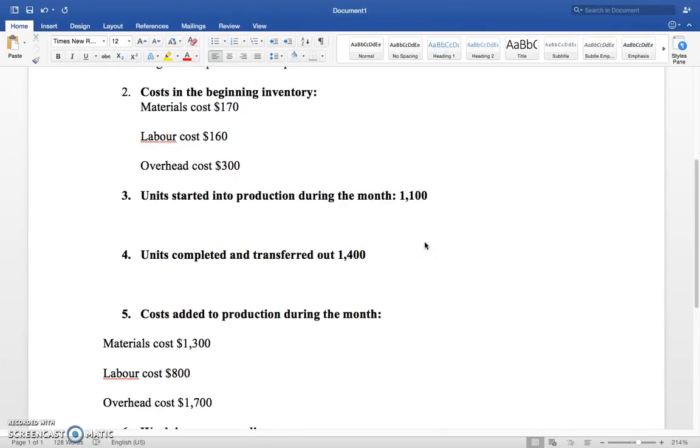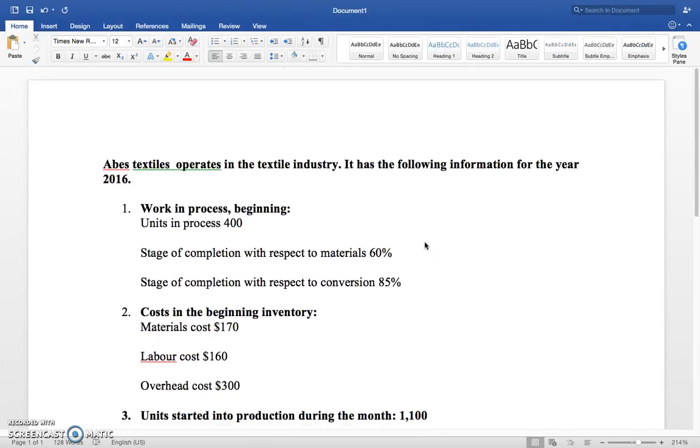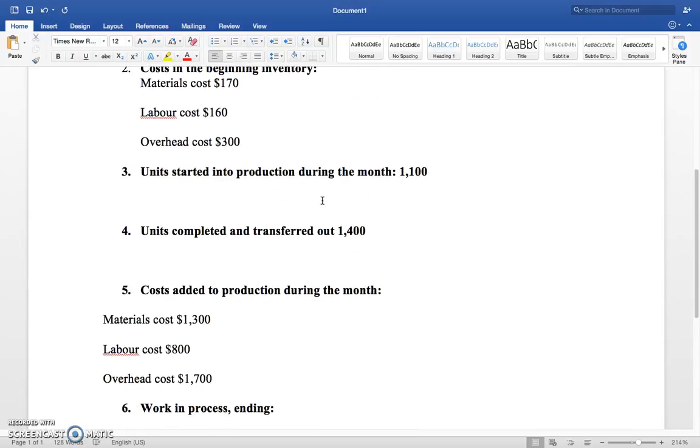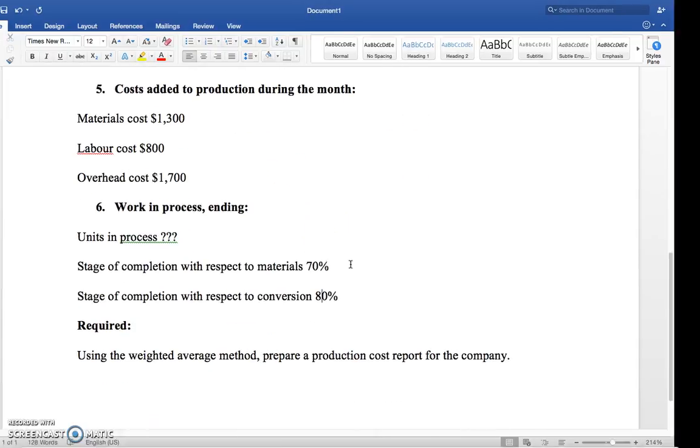All right, so here in front of me I have a question that I've made up, and one that has too many typos. Anyway, Abe's Textiles operates in the textile industry. It has the following information for the year 2016. So you have all this information available to you, but it's not going to make any sense unless I show you what a production report looks like and what it is.